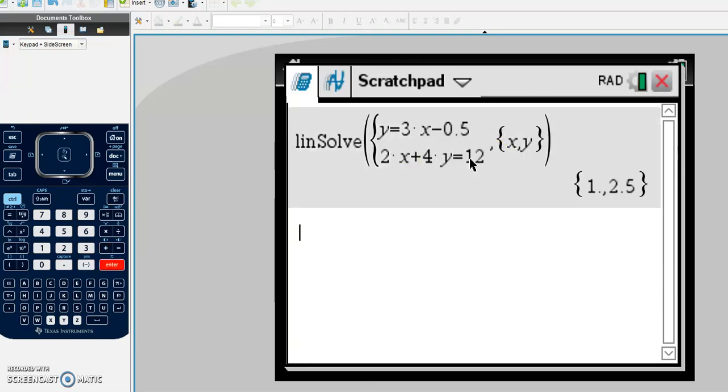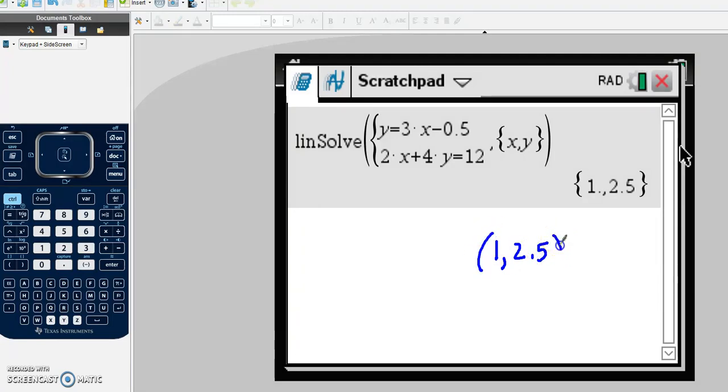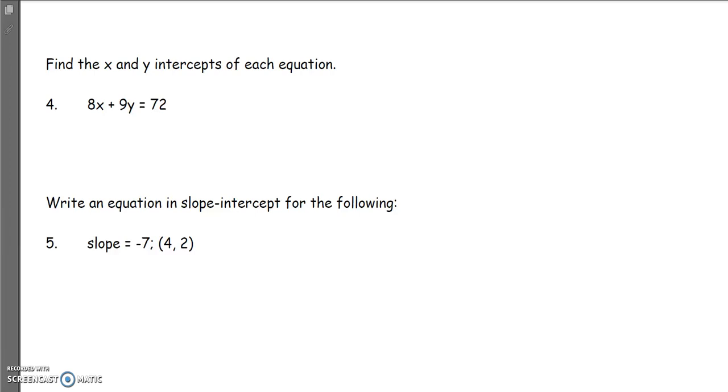There we go. So my answer is going to be 1, 2.5. And remember, it is a coordinate point, so it should be in parentheses, not these little squiggly brackets that the calculator gives us. It should be in parentheses.